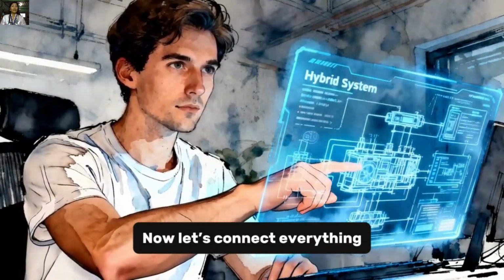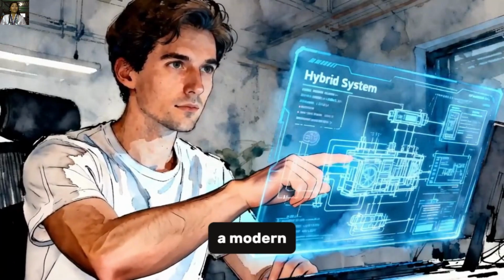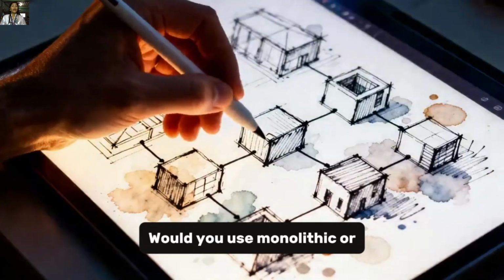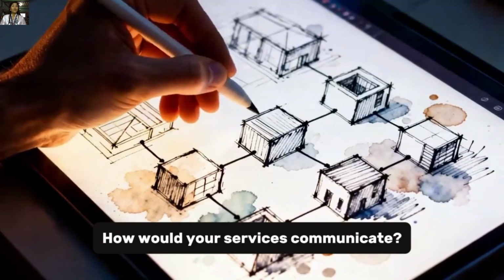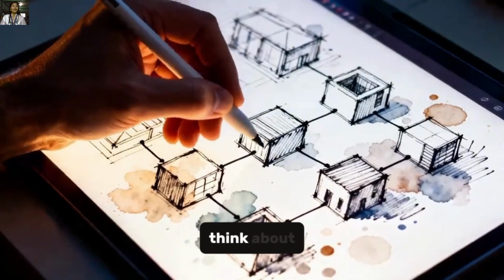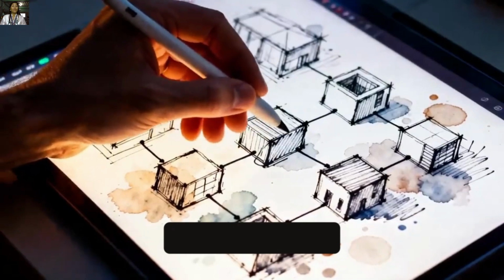Now let's connect everything. If you were to design a modern application, would you use monolithic or microservices? How would your services communicate? This is what real developers think about. Your goal is to design systems.